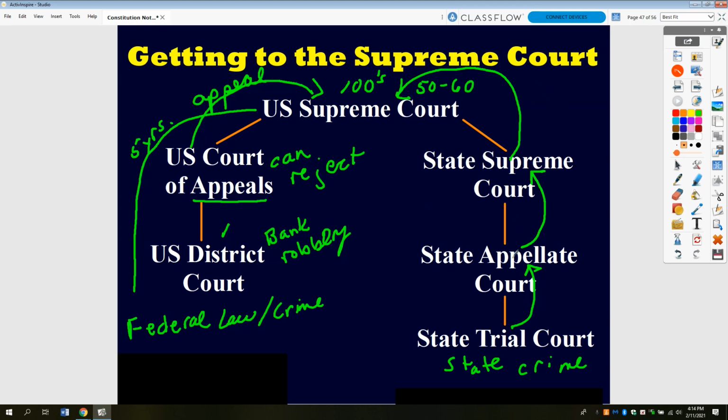But when you are in the state system, the only way you get to appeal from the state Supreme Court to the U.S. Supreme Court is if you have a case that is a constitutional issue. Now, what does that mean? The most common example would be that you have a case that actually involves the violation of your rights found in the Bill of Rights. If that's the case, then you can always appeal to the Supreme Court. If not, you can't, and the state Supreme Court will have the last say.